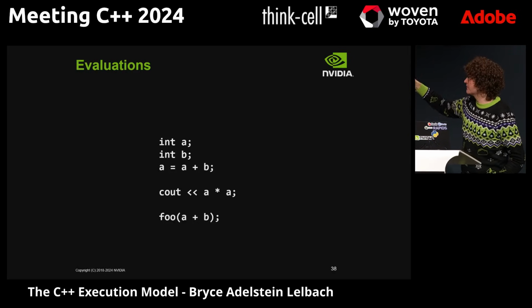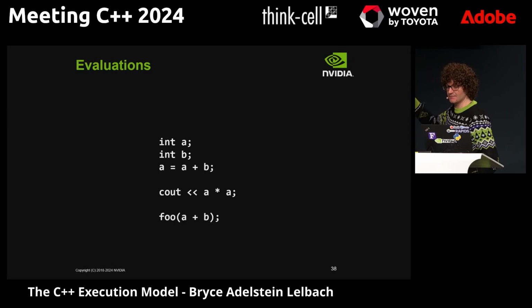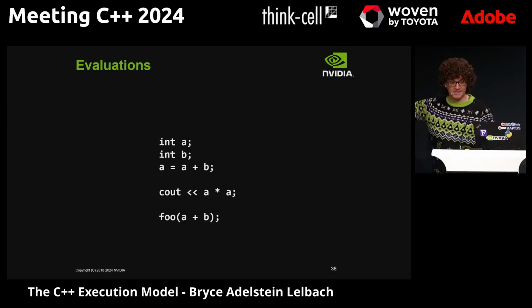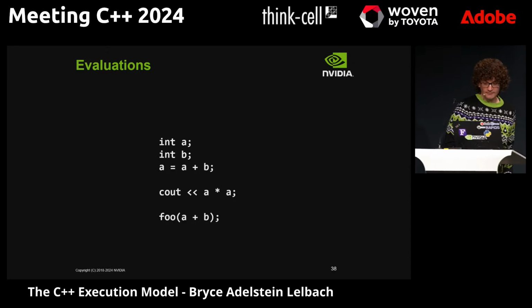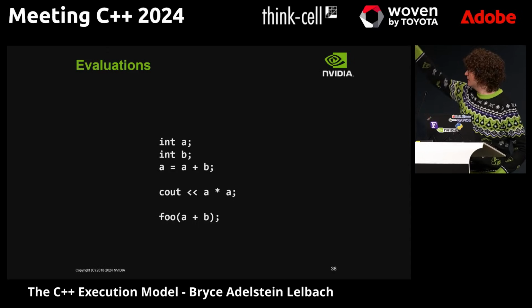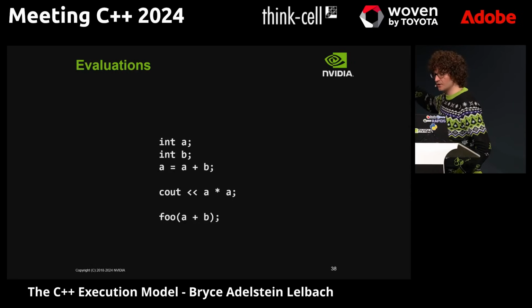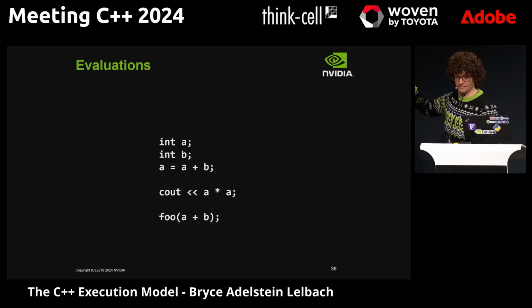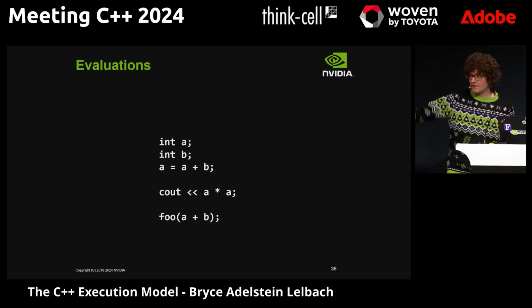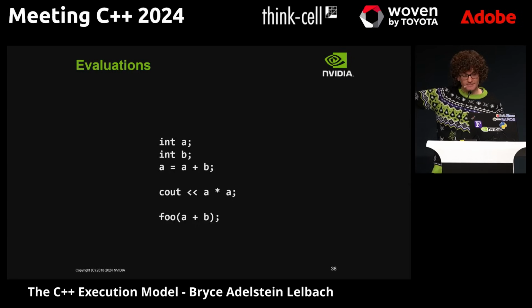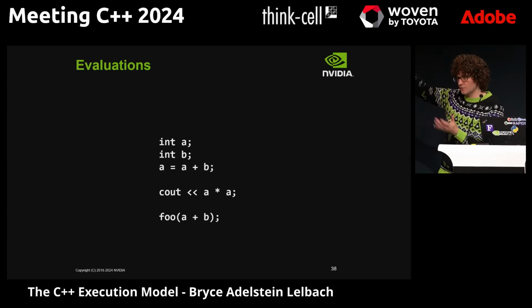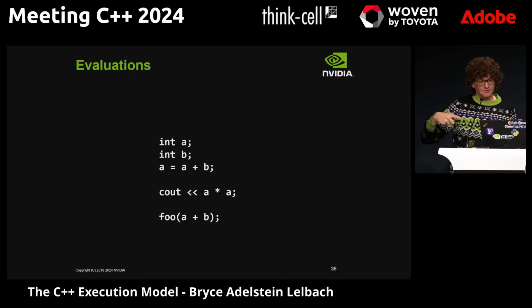So here, the side effect of A equals A plus B is modifying an object. The side effect of cout of A times A is calling a library I/O function. And the side effects of foo of A plus B, we don't know because we don't know what foo looks like, but it would be whatever side effects are associated with foo.